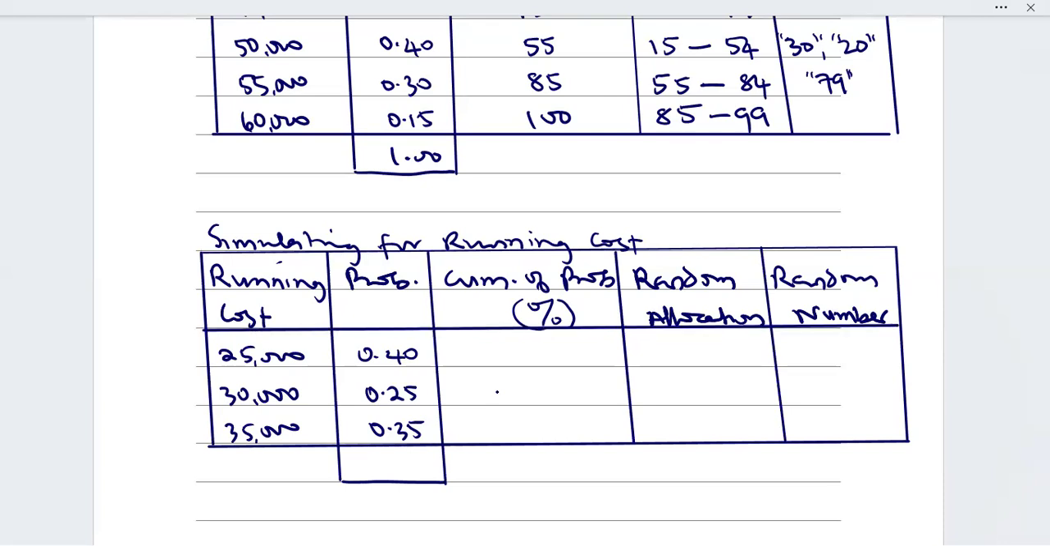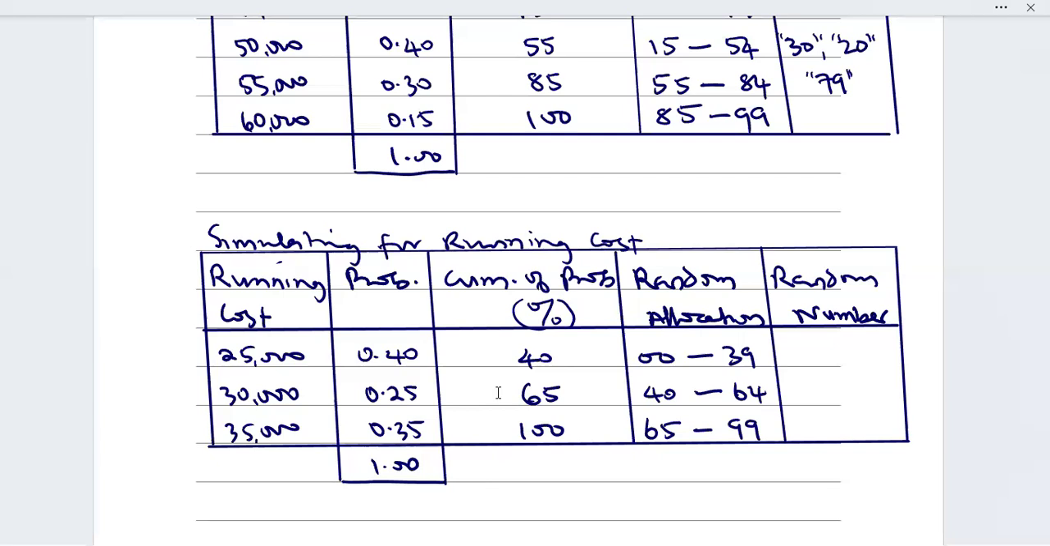So we need to find the cumulative of the probability. The first probability is 40%. That's 40. 40 plus 25 is 65. 65 plus 35 is 100. So we need to find random allocation starting from 00. 1 minus 40 is 39. After 39, 40. 1 minus 65 is 64. After 64 is 65, then to 99.